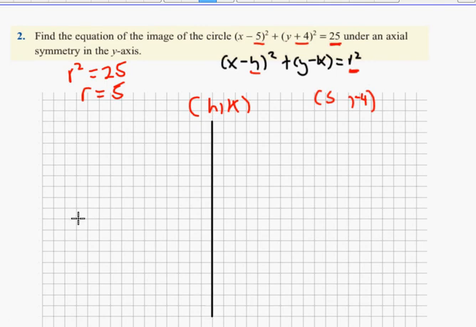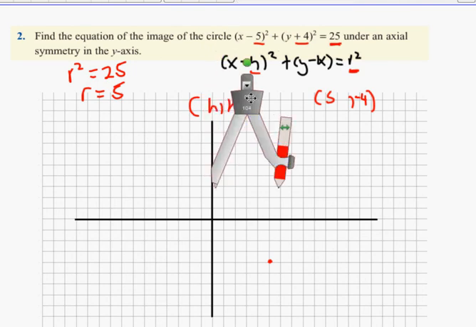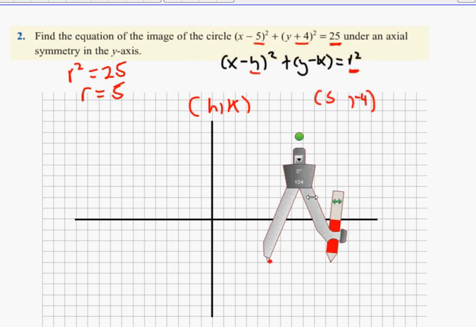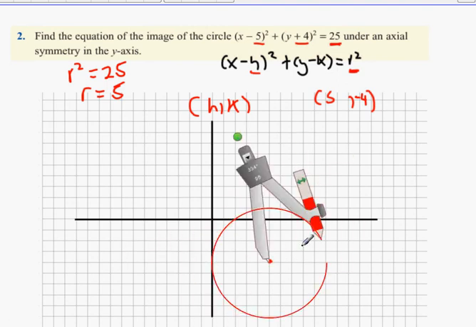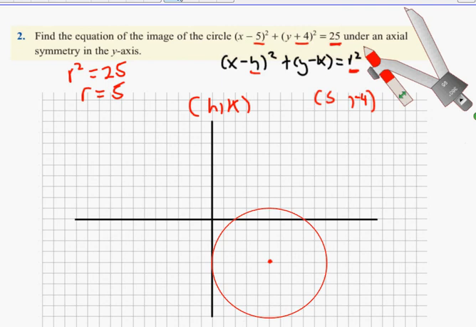So here's what you have to do. You go to (5, −4). Where's (5, −4) located? 1, 2, 3, 4, 5: 5 blocks to the right and 4 blocks down. That's the centre of the circle. You then draw out a circle of radius 5. So it goes here, and then 1, 2, 3, 4, 5, and you can see you have your circle of radius 5 with the centre located here.